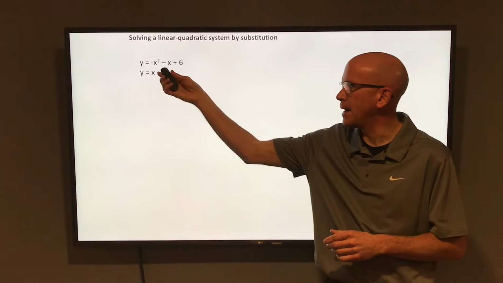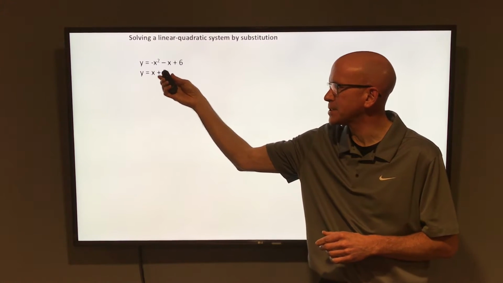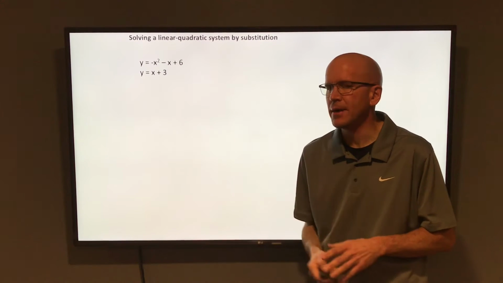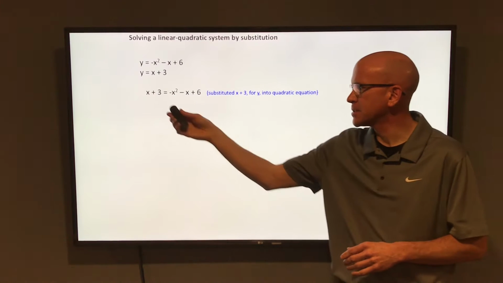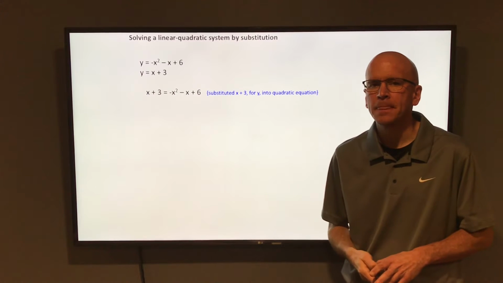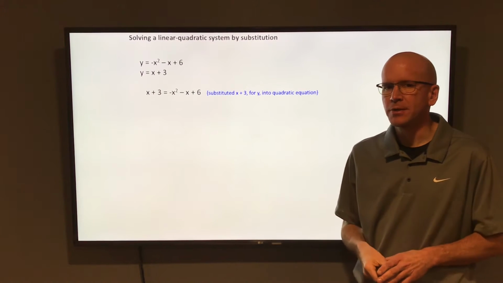Notice they're both equal to y, so y equals negative x squared minus x plus 6, and y also equals x plus 3. Well, if those are both equal to y, that means you can set them equal to each other. So you can set x plus 3 equal to negative x squared minus x plus 6. Now you have a quadratic equation that you can solve for x.